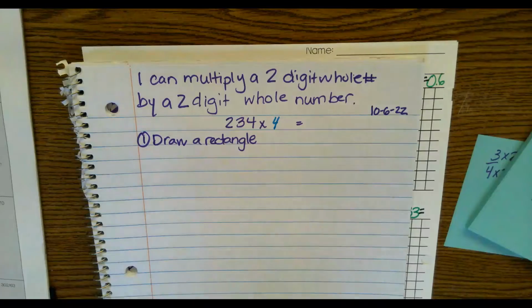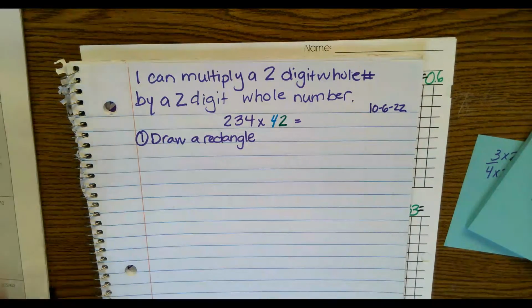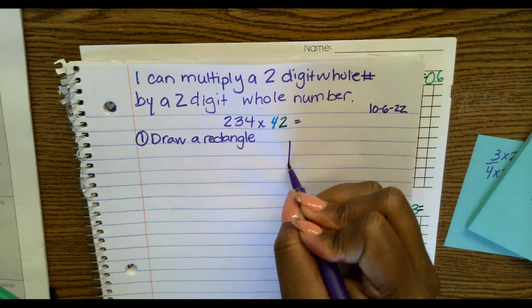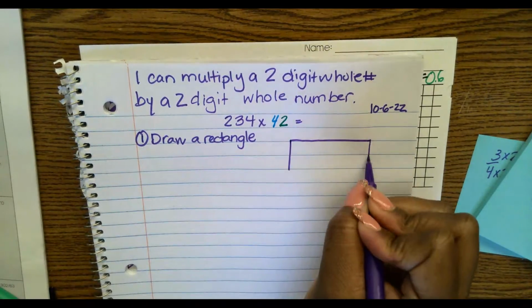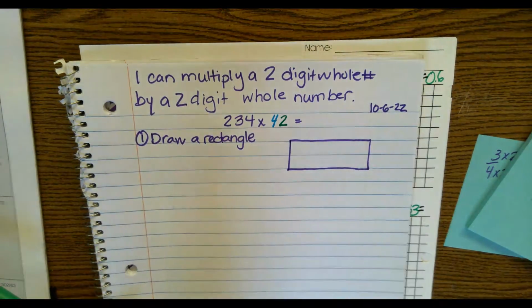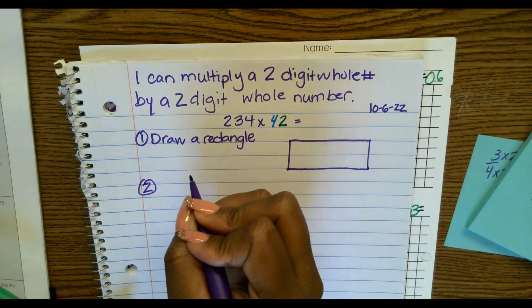And I'm color coding the second factor today because it's the second factor that I'm concerned about today. So we're going to draw a rectangle. Step 2, and I'm drawing this much smaller than the rectangle I'll actually use. I'm just trying to save space.